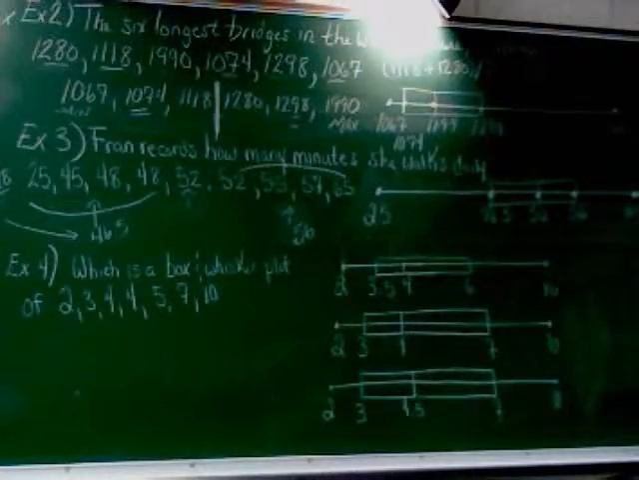Okay, very last problem is asking us which is the correct box and whisker plot. And the numbers they've given us are 2, 3, 4, 4, 5, 7, 10.